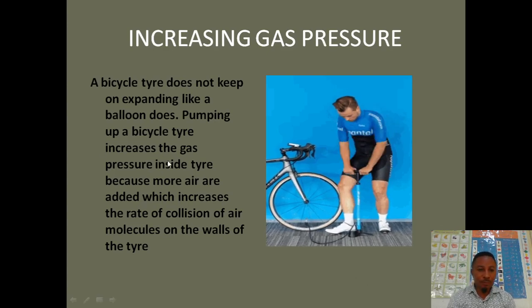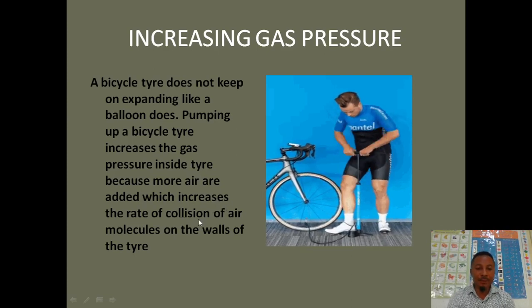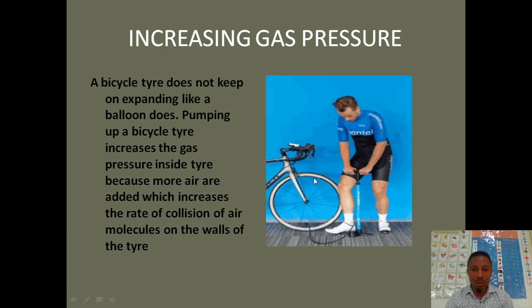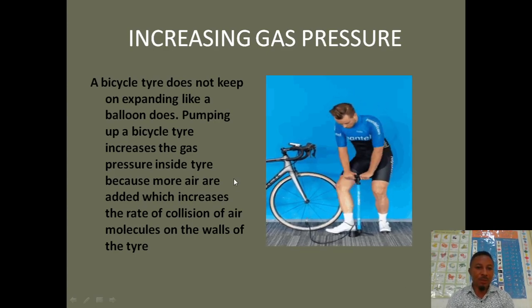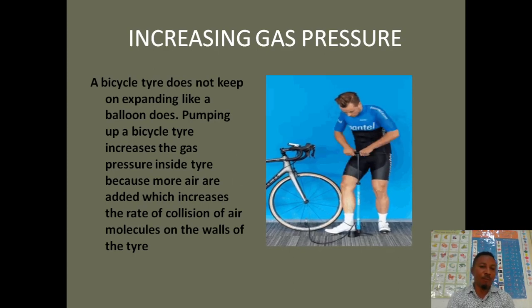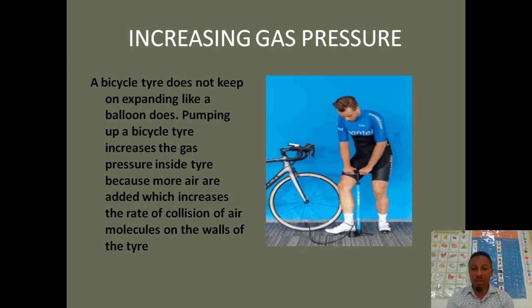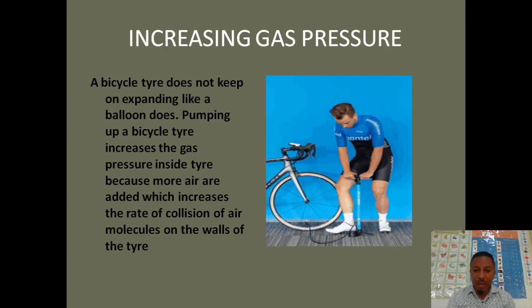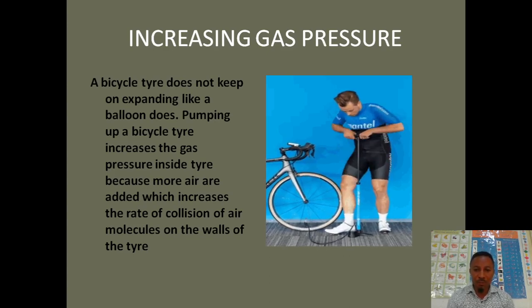volume at a point, but then the air inside keeps colliding with each other and with the walls of the tire as it's adding more and more air. So a bicycle tire does not keep on expanding like a balloon does. Pumping up a bicycle tire increases the gas pressure inside the tire because you have more air inside, more air added, which increases the rate of collision. So in a system where you have more air, you expect to have more particles or molecules colliding with each other, hitting each other or hitting the walls, isn't it?